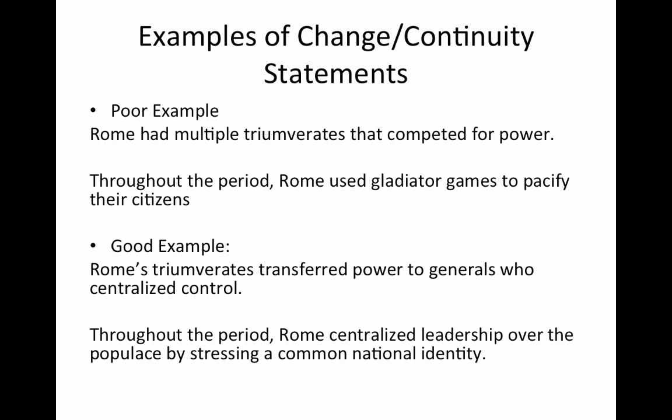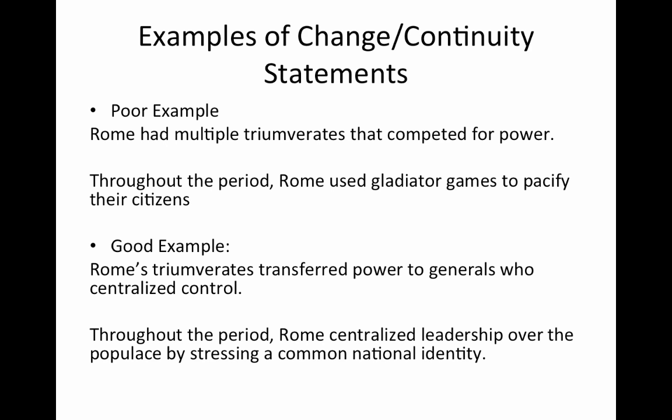So, how about some good examples? Rome's triumvirates transferred power to generals who centralized control. Okay, now we have a really specific change statement. We have a statement that goes from the transfer of power, which is implied here from the Senate, to the generals. That's a change statement that's talking about empire control. Notice, too, that there is a reason in there. The warrant is in there, it's just implied. The implied warrant is that we have a change because of the centralization of power.